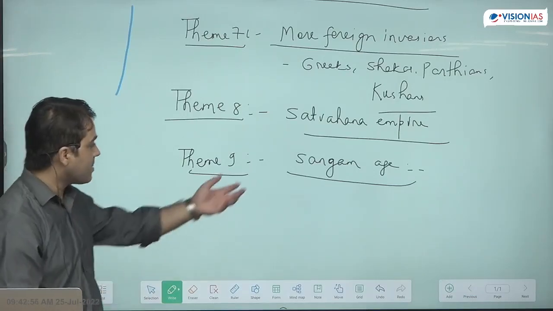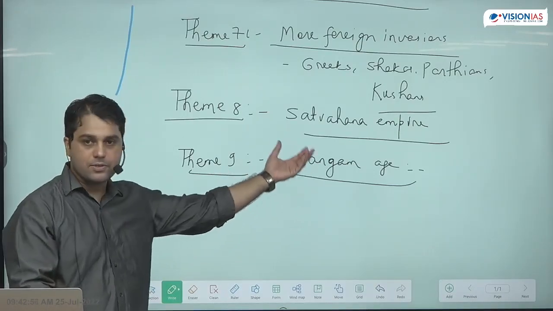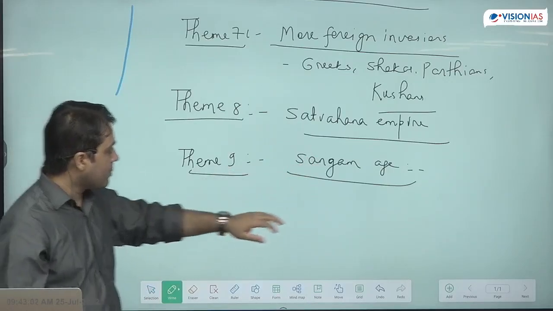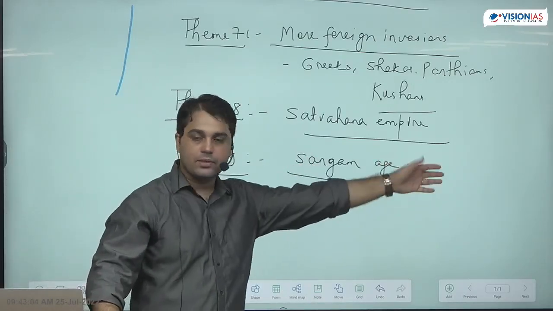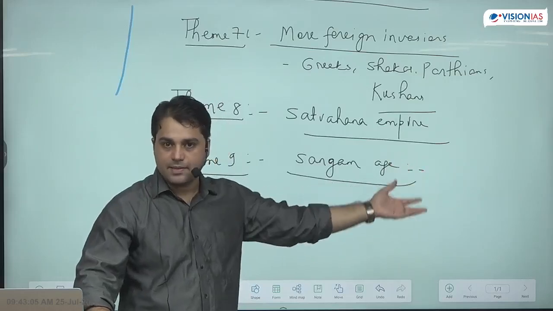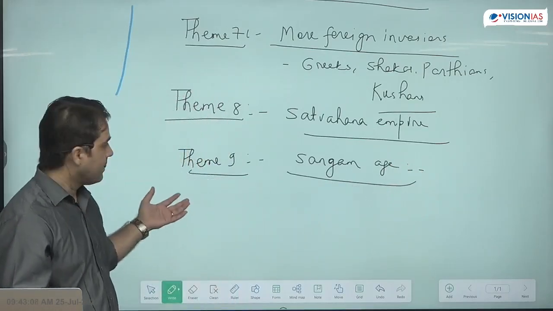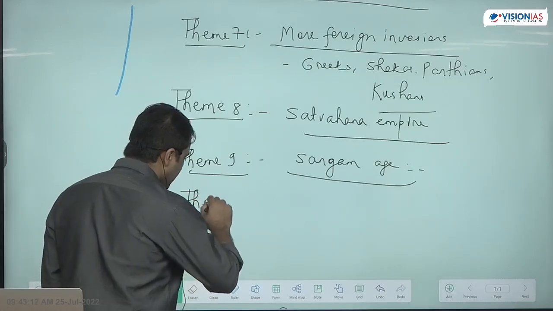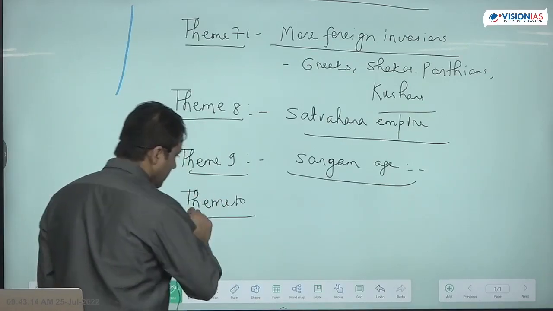The reason it is called Sangam Age because the most important source here is Sangam literature. So that also includes about 3rd century BC to 3rd century AD. So a period of 600 years we are going to cover here. Right? And theme 10, which is again a very, very important theme.